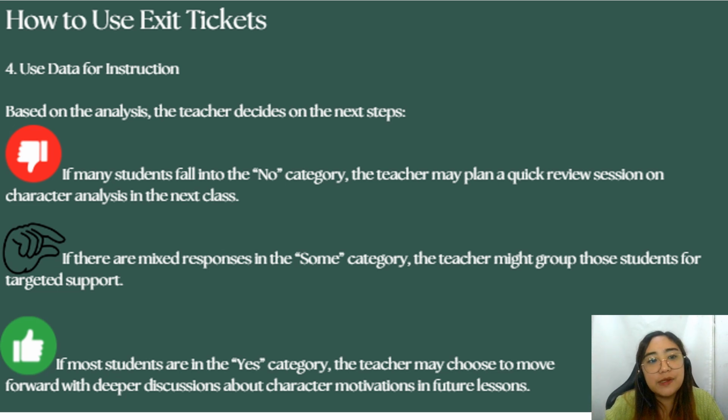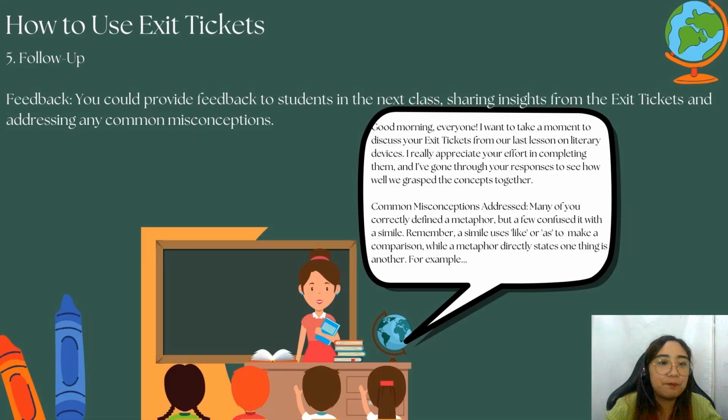So, for example, still basing on the grade 9 literary text subject. For no, if many students fall into the no category, the teacher may plan a quick review session on character analysis in the next class. For some, if there are mixed responses in the some category, the teacher might group those students for targeted support. And, of course, for the yes category, if most students are in the yes category, the teacher may choose to move forward with deeper discussions about character motivations in future lessons.